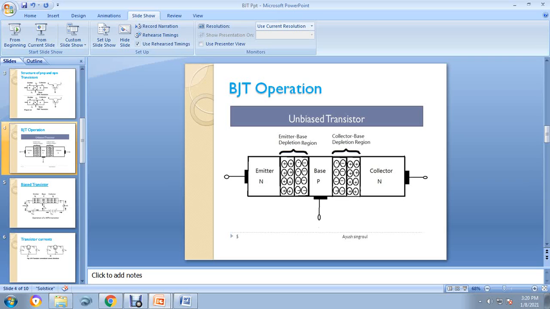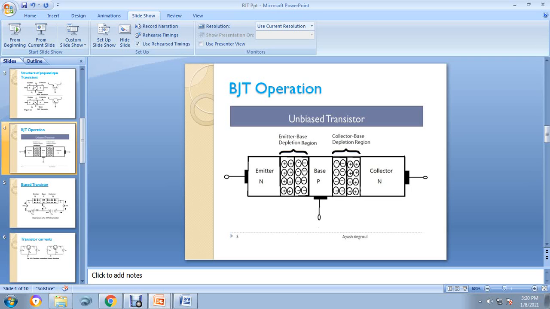Here, when you are not applying any voltage, the minority carriers and the majority carriers at the emitter would be like this. These are the symbols of it, which means no external voltage.